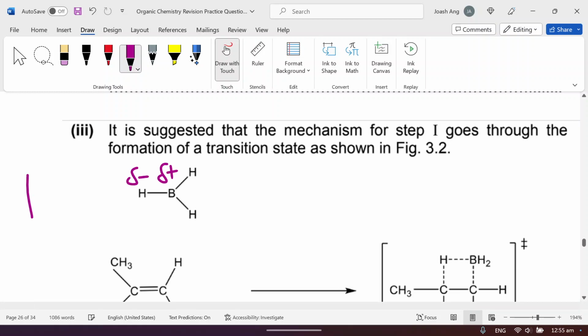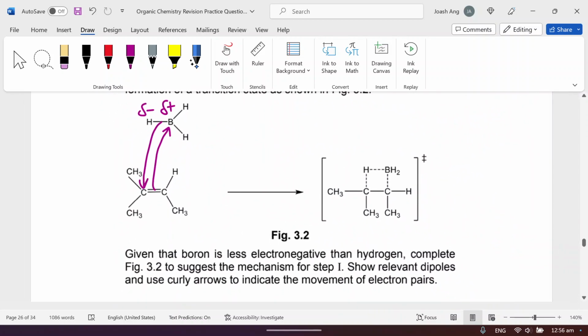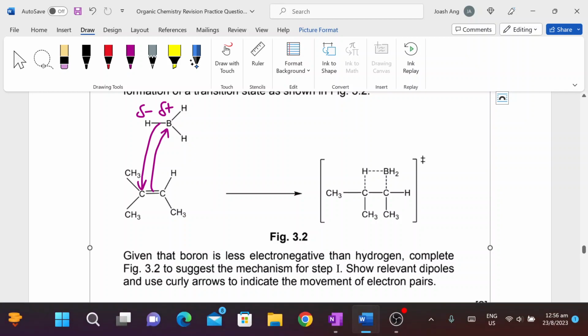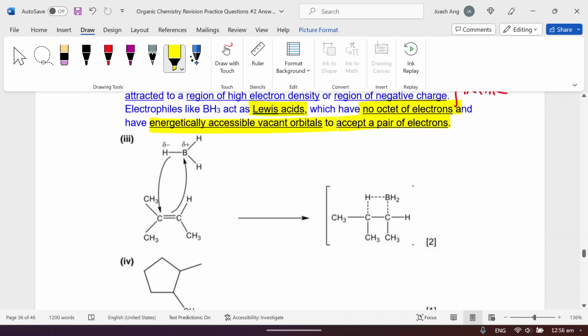And our nucleophile is the alkene bond, so the alkene group, and we will make the alkene group attack the electrophilic boron, and the bond pair of the BH bond will come down to attack the carbon right here. Okay, and this forms the transition state. Okay, all good.